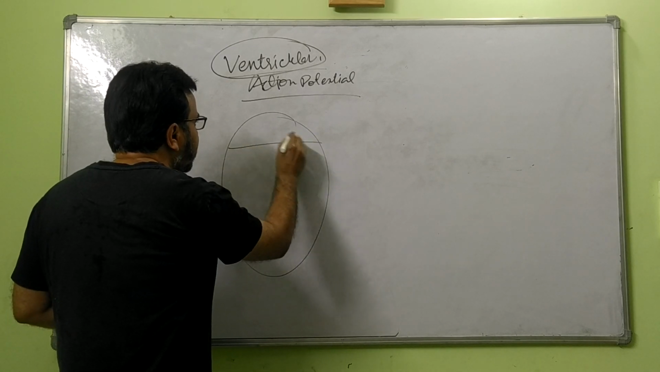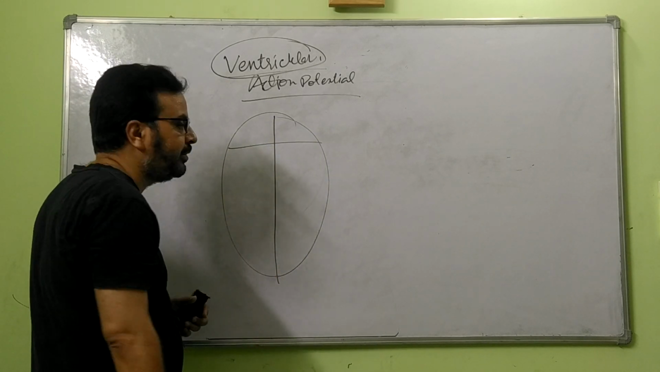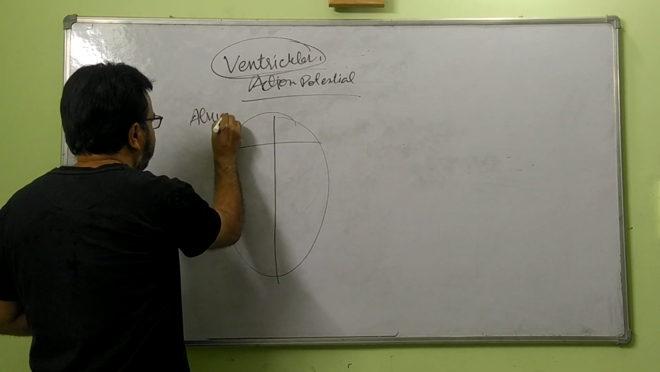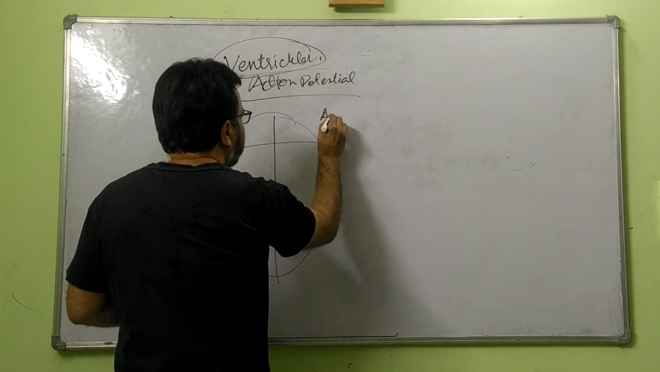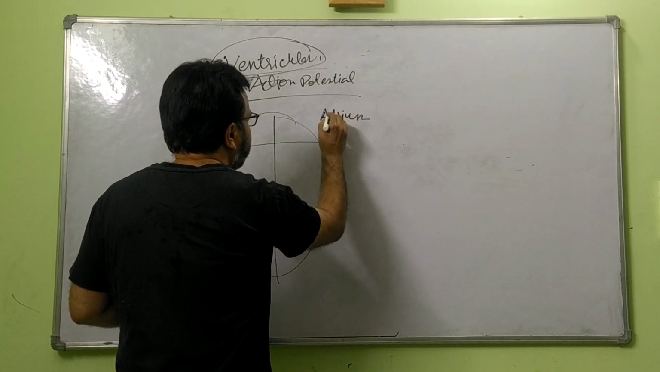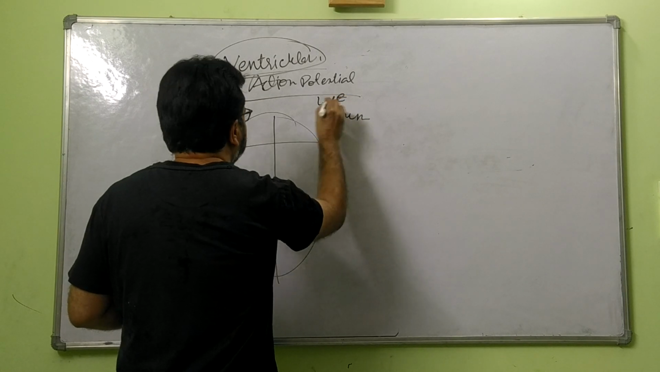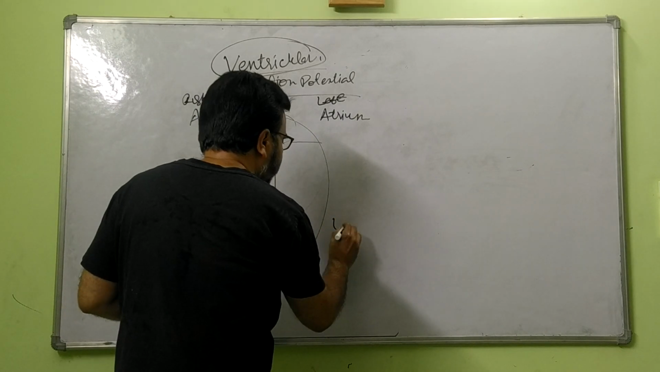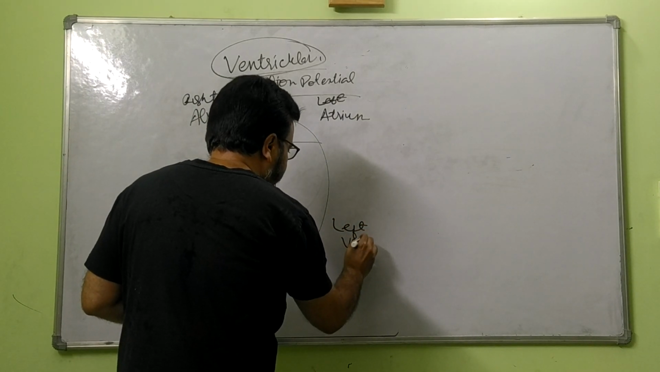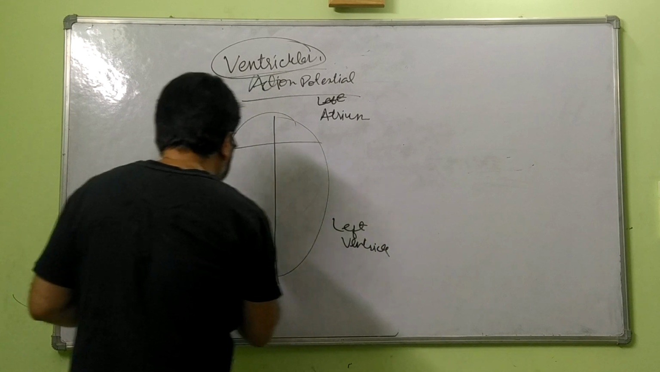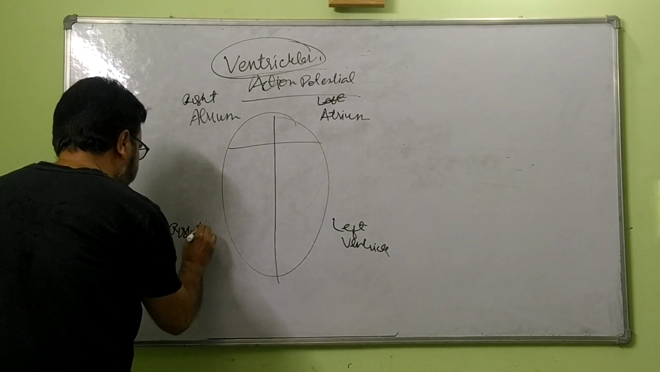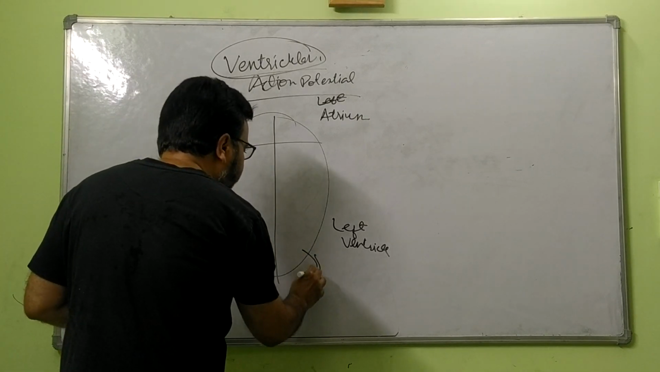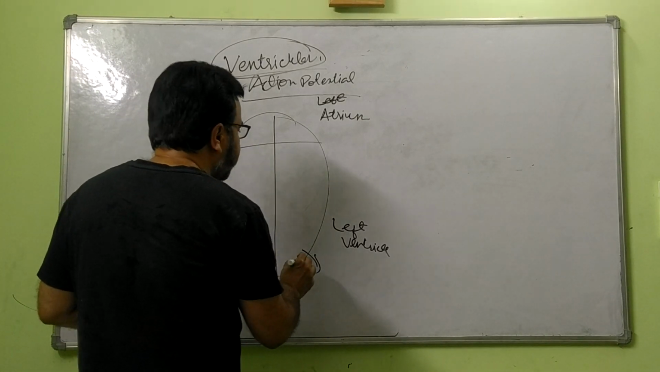This is the schematic diagram of the heart, starting with these two atria, one on the left side and one on the right side. So it is left atrium, it is right atrium. Likewise it is left ventricle and right ventricle. This is the main pumping organ of the heart, that is left and right ventricle.